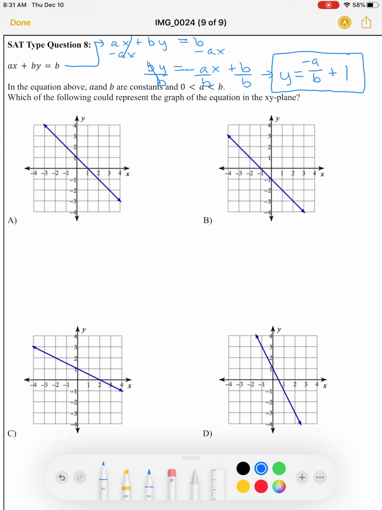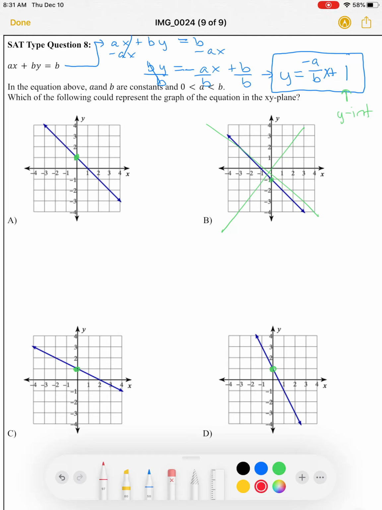Looking at this, and notice I forgot my x, so I'm just going to put that in there. Which graph has a y-intercept of positive 1? Well, the first one does, so that's good. The second one doesn't, right? So it's not option B. The third one does. Ooh, and the fourth one does. Okay, so we're down to a 1 in 3 chance. But we want to get this correct.